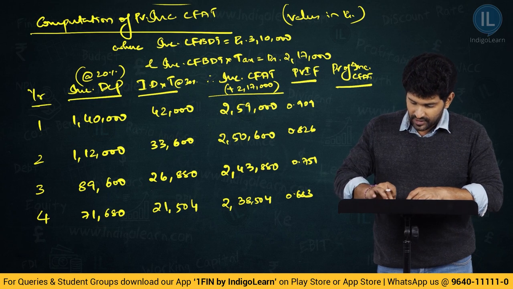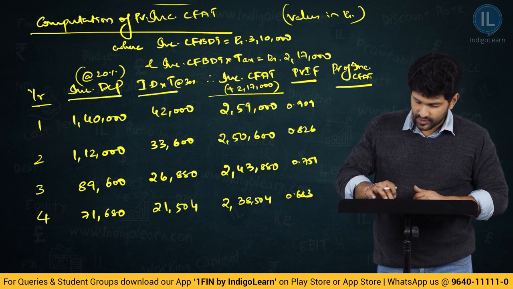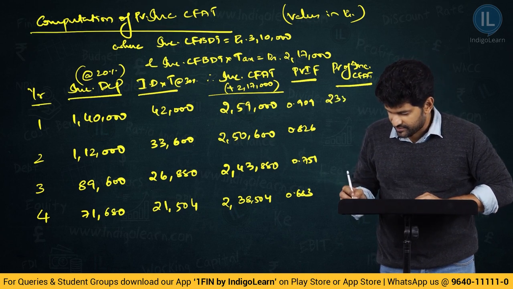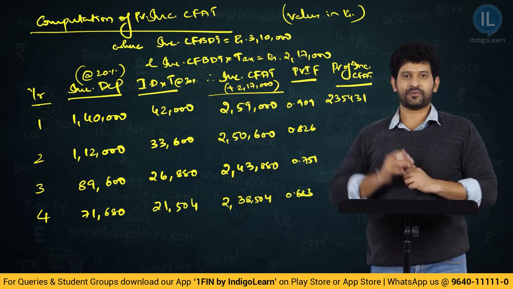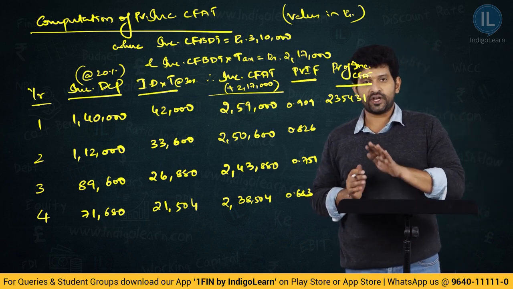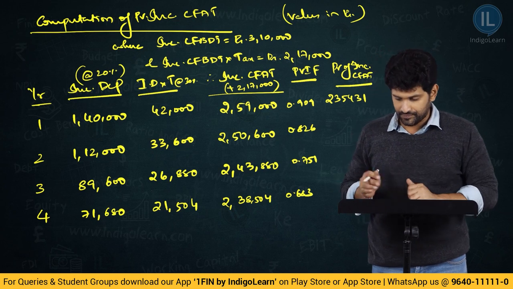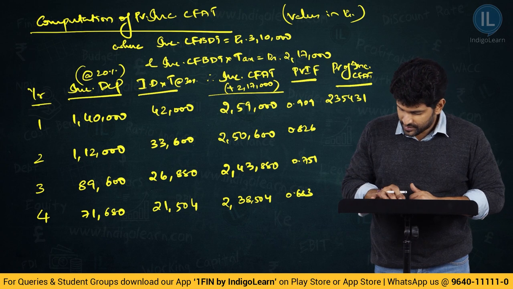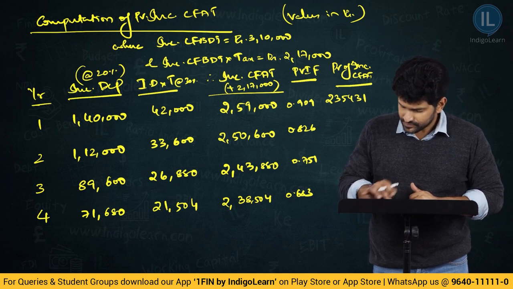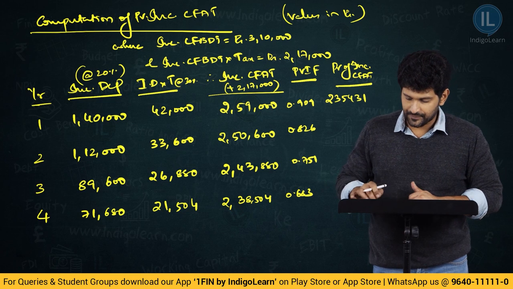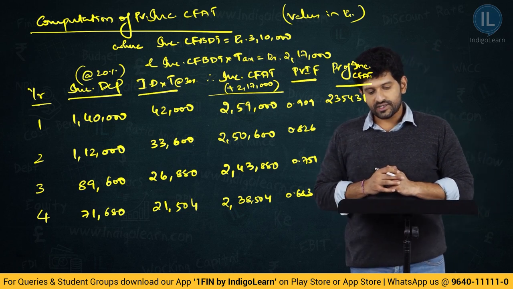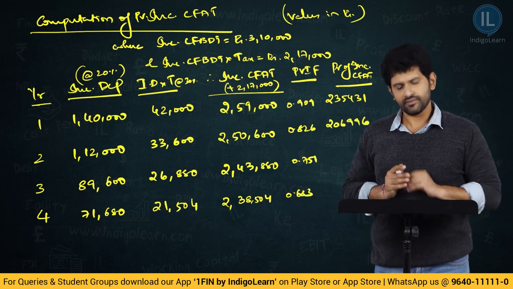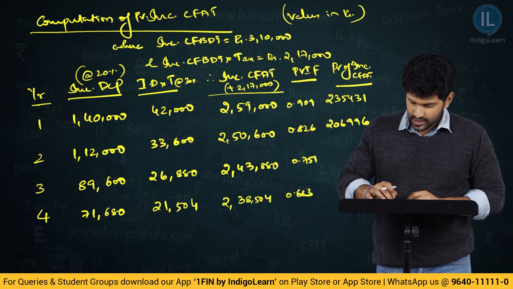Therefore, 2,59,000 into 0.909 is equal to 235,431. M plus. But remember, friends, when you are using M plus, first you should ensure that it is on all cancel AC mode. Then you start computing. Then simply 2,50,600 into 0.826. That is 2,06,995.6. Can you call it 2,06,996? Absolutely. M plus.